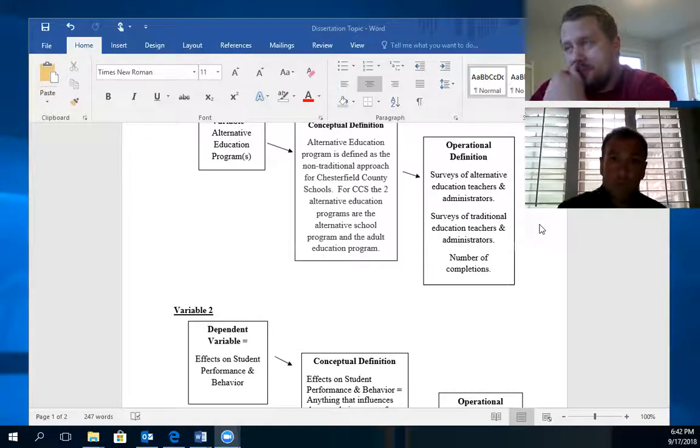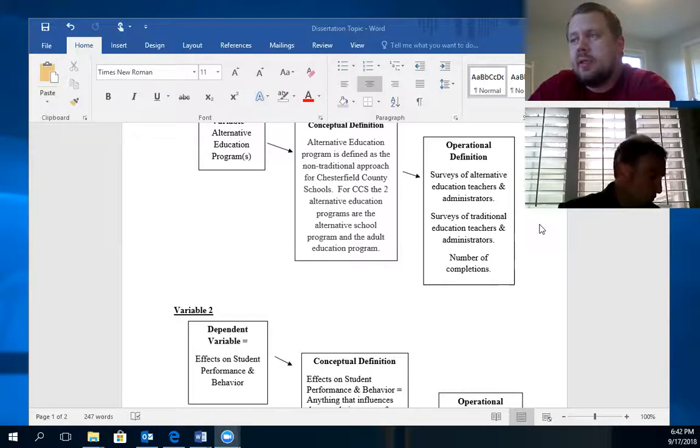And the operational definition, in other words, how I'm going to measure that, are surveys of the alternative education teachers and the administrators or the directors, and a survey of traditional education teachers. How do these students do when they come back from these programs, if that makes sense?